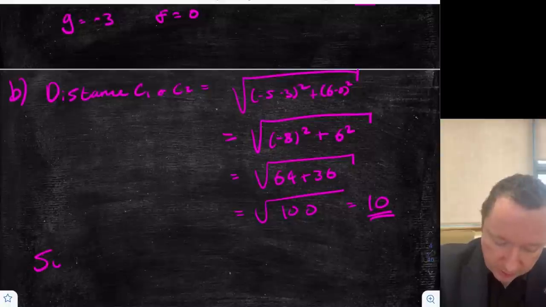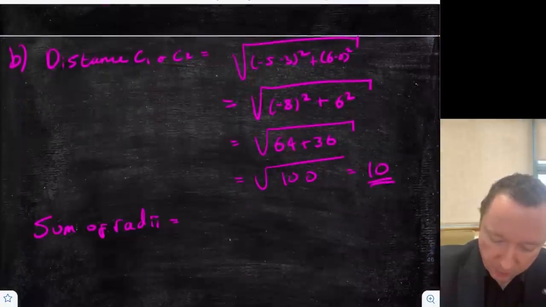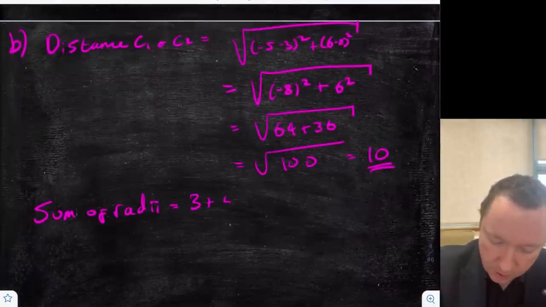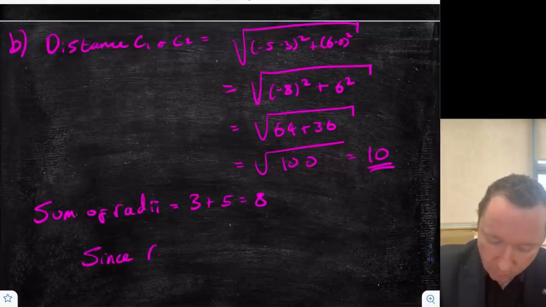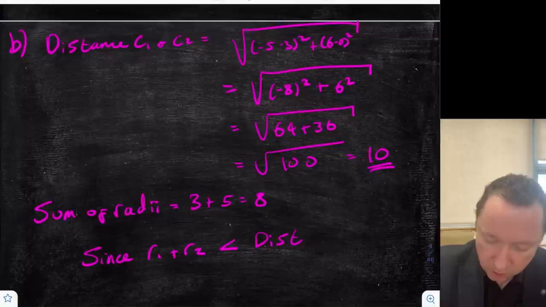Sum of the radii. Well, that's just 3 plus 5, which equals 8. So since R1 plus R2 is less than the distance between the centres.